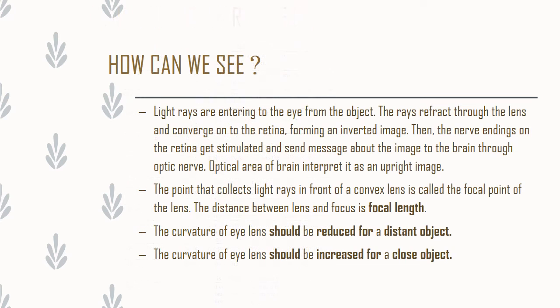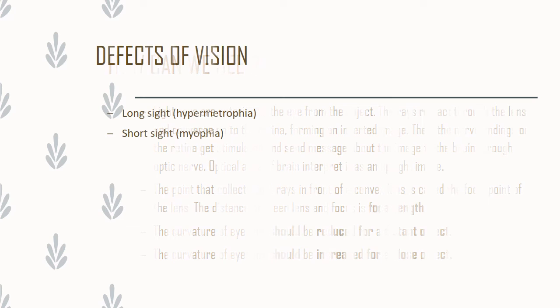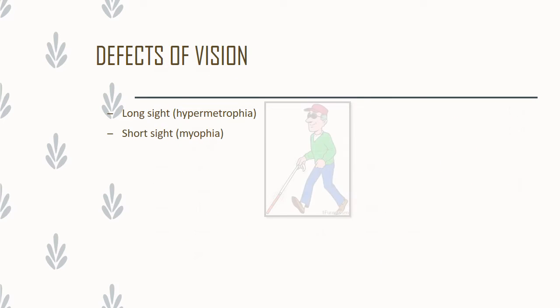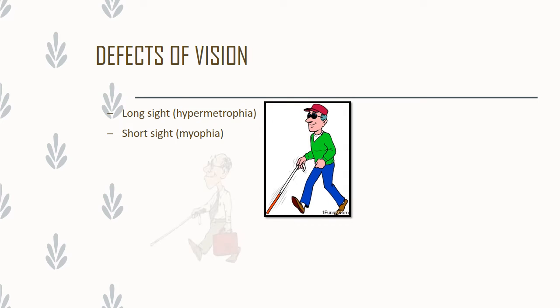The point that collects light rays in front of a convex lens is called the focal point of the lens. The distance between lens and focus is the focal length. The curvature of the eye lens should be reduced for a distant object. The curvature of the eye lens should be increased for a close object.